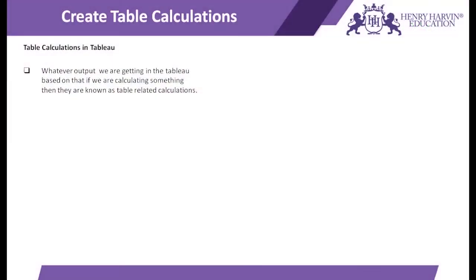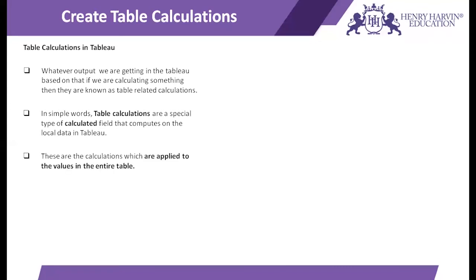Database related calculations are the ones which we perform directly on the data in our database, or in the data source which we have imported into our Tableau workbook. Table related calculations are the ones which are performed on the output which we obtain in the Tableau worksheet. Think of it like this: suppose I have two fields in my database which I have imported into Excel. The fields are A and B, and I have the values of these fields A and B.